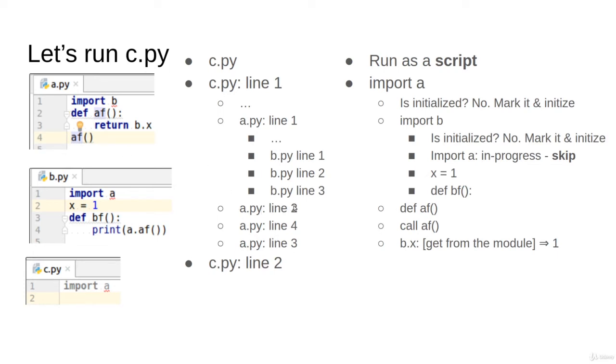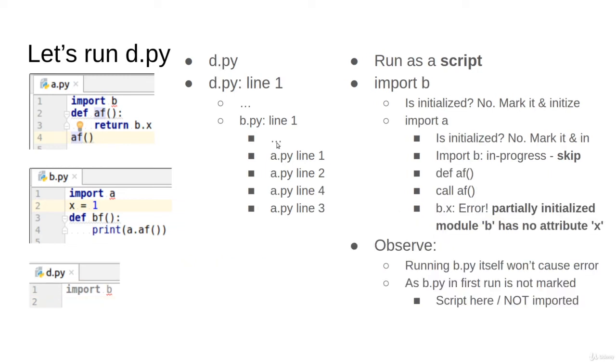Now we define A, we define B, line 4 here. We make a call, and then we make a call to line number 3 here, b.x. Observe that B is completely defined, completely initialized. So x is 1, existing. There is no problem here.